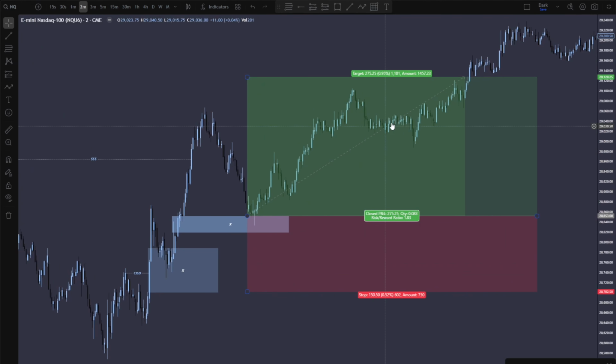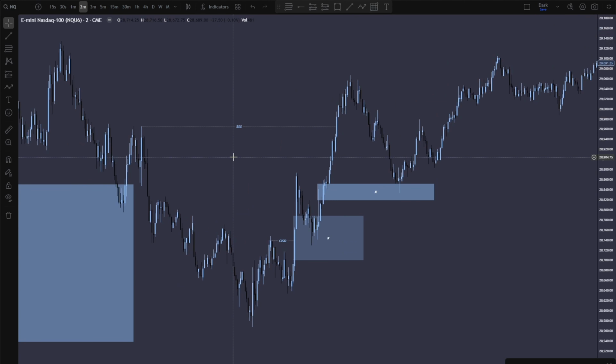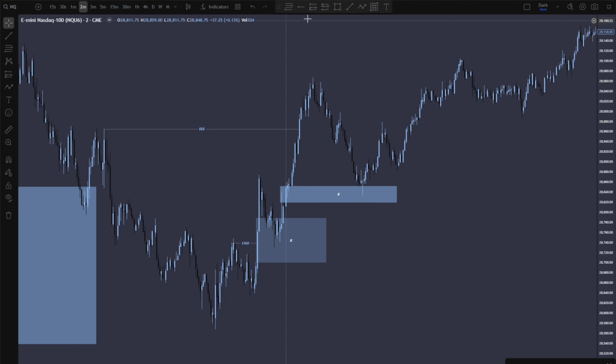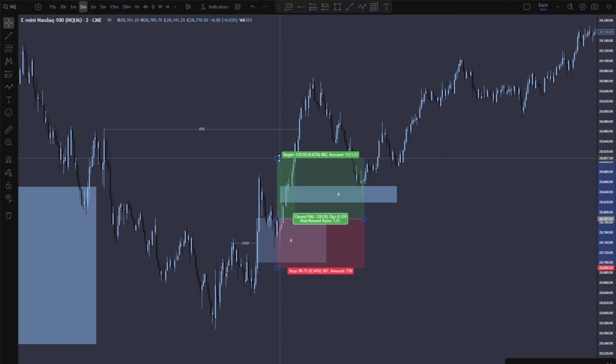I feel this entry is a little too late. It gets a little too slow, but realistically, you would be on the 5 minute, 2 minute, right? And then taking entries off like the 5 minute fair value gap. Boom, targeting that high, right?